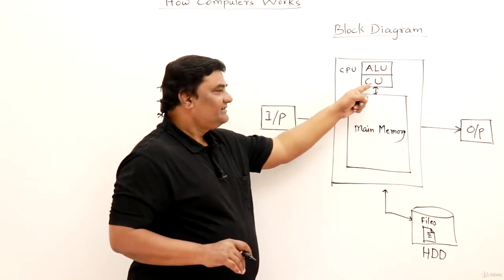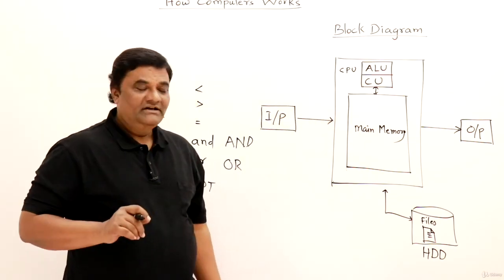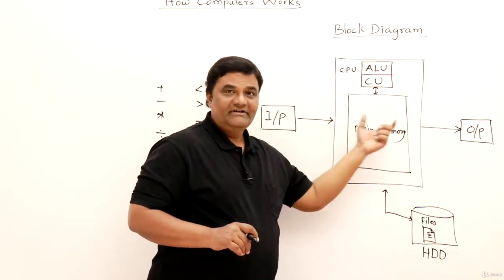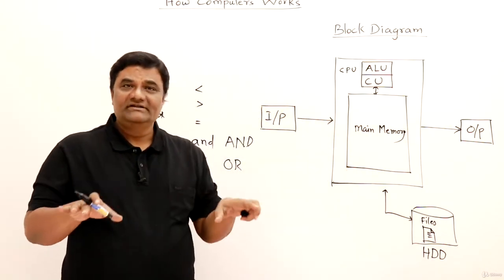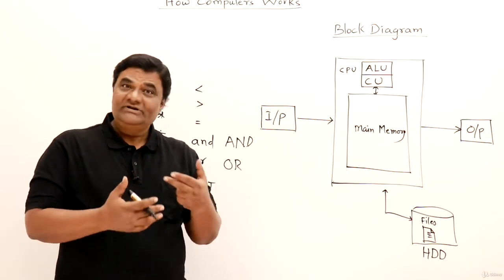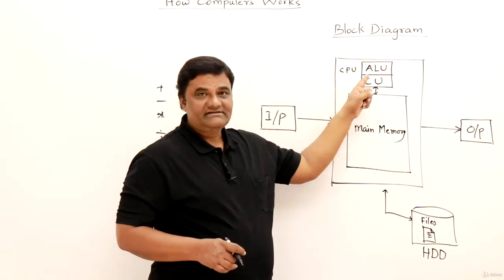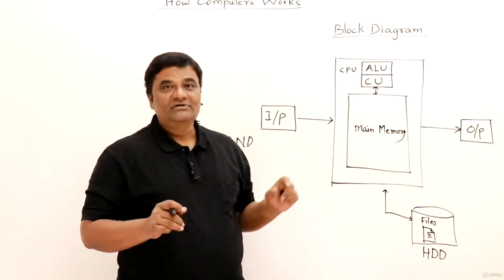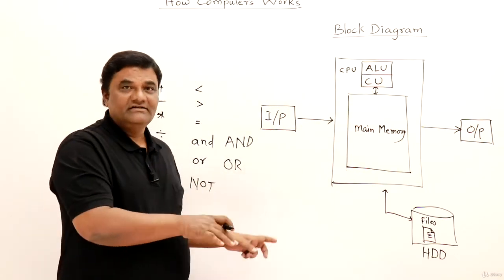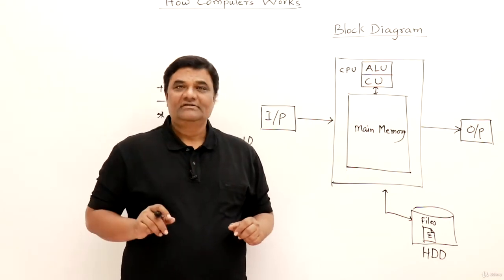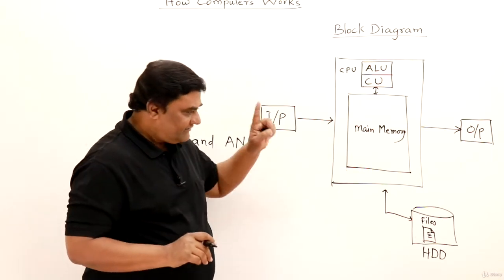Then second is CU, control unit. There are other things connected like hard disk drive and the main memory, input device and output device. For controlling all these things, controlling means utilizing them, it has a separate portion that is called the control unit. So its job is to utilize other resources. This is about the processor. Now next thing, let us start from here.